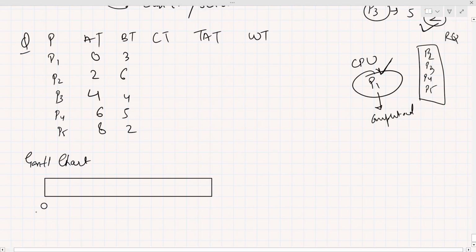First of all, the Gantt chart will start from 0. At 0, how many processes are available? Only one process is available, P1. So definitely there is no need to find out anything, because if there is only one process, we have to take that process. Okay, 0 to 3.